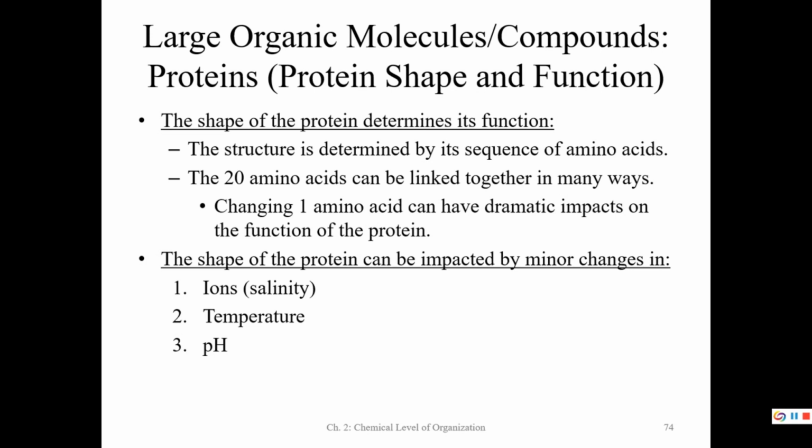If ion concentration gets off, these ions tend to go in and mess with the intermolecular forces that hold together the secondary and tertiary structures. Temperature is going to mess up the bonds. The hydrogen bonds that form are going to break. pH changes the intermolecular forces that hold it together. The chemical bonds that can hold proteins together can be disrupted by ions, temperature, or pH. Get it too salty, too hot, or too acidic or basic, and it messes up the protein structure.